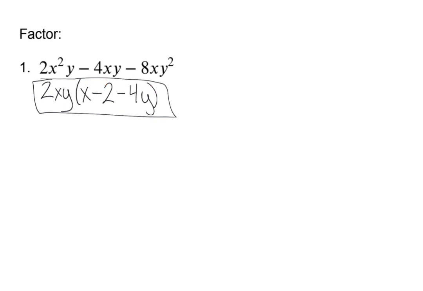Remember, in math, the goal is to always have this line equal to this line. So if we were to simplify this, we should get back to this. We're not making this 2xy disappear, we're just rewriting it in a different form.